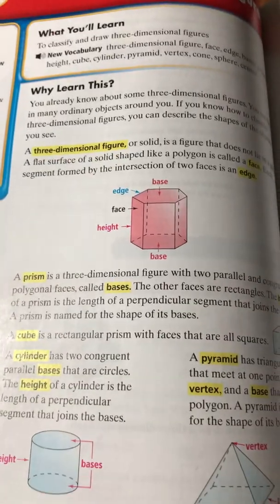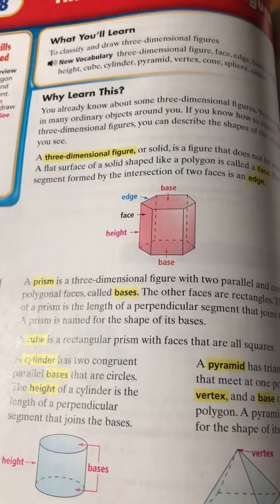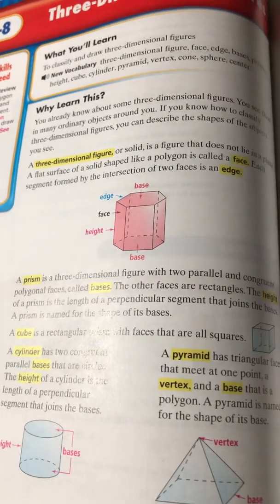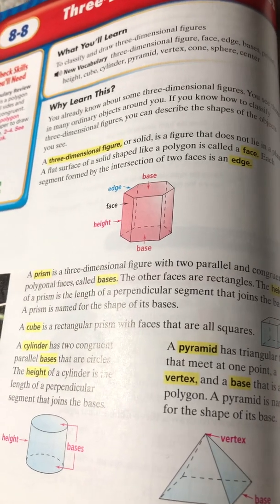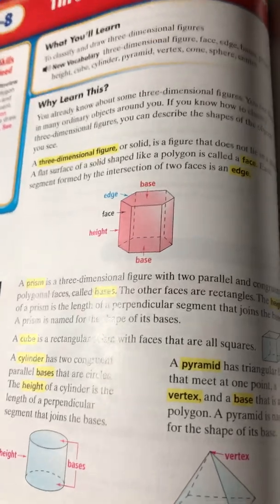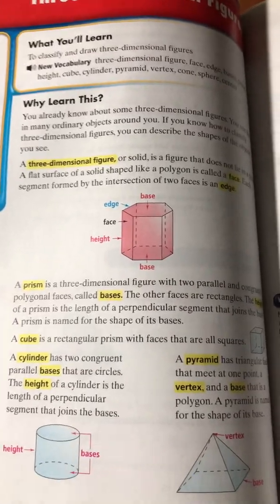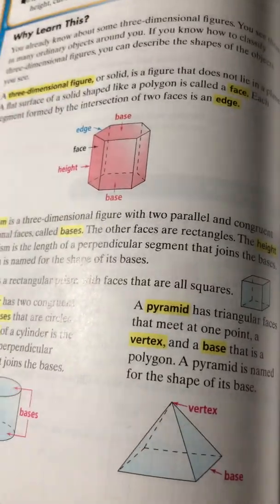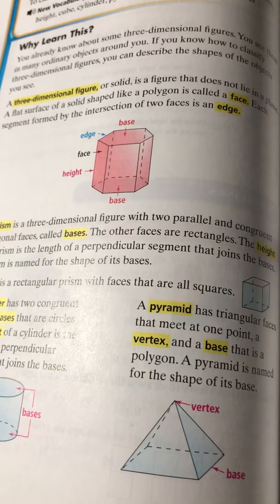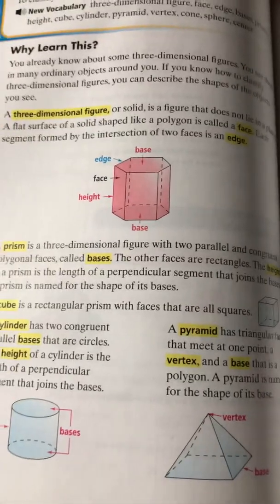And they give you the word prism. Prism has to be a 3D figure. It can't be 2D. It's a 3D figure, and it's going to have two parallel faces, meaning it's going to have a top and a bottom, okay? And those are called bases. Then you have the ever lovely cube. I love drawing cubes. I don't like drawing prisms, but I like drawing cubes, 3D cubes.